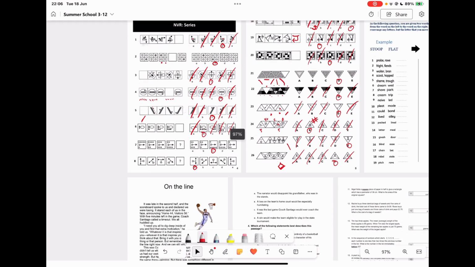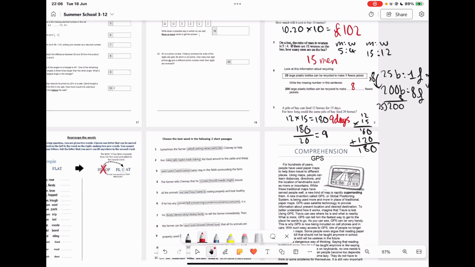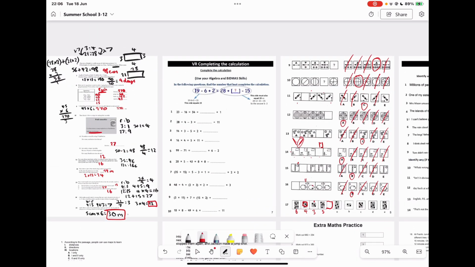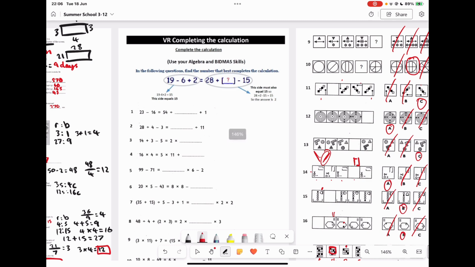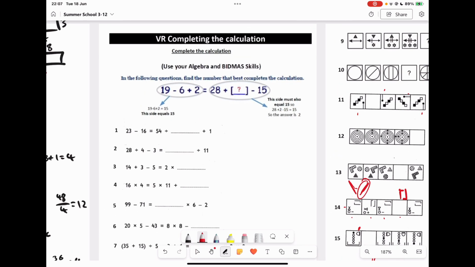So let's move to page 7. Page 7 will be up here. Okay, we're doing VR completing the calculation. Okay, so 23 plus... Okay, so the key to this is to find the value on one side and then just follow the same rule on the other. So remember your BIDMAS. So 23 minus 16. I'll write this in black.